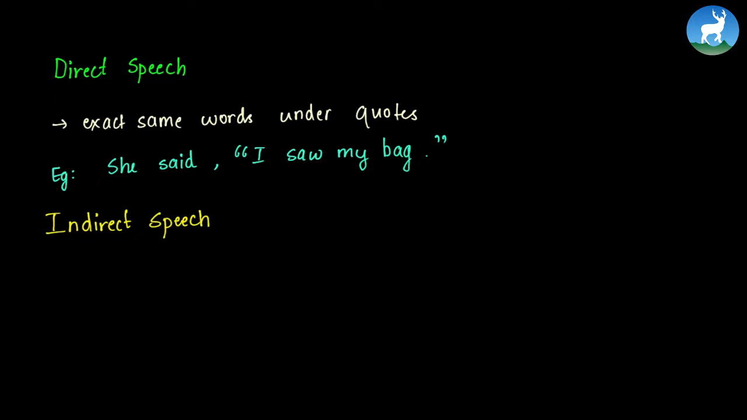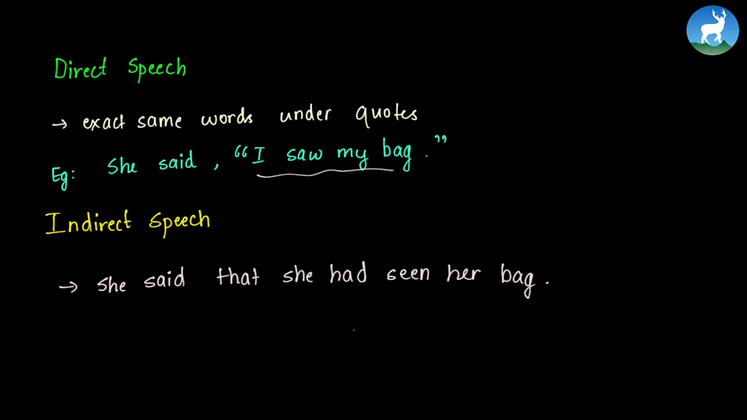The reported speech is used to talk about past, hence usually it changes the tense of a word. Now for the same example, I saw my bag, the indirect speech can be, she said that she had seen her bag. Notice that we've already changed the tense of the sentence. So I saw my bag becomes she had seen her bag when it comes to indirect speech.